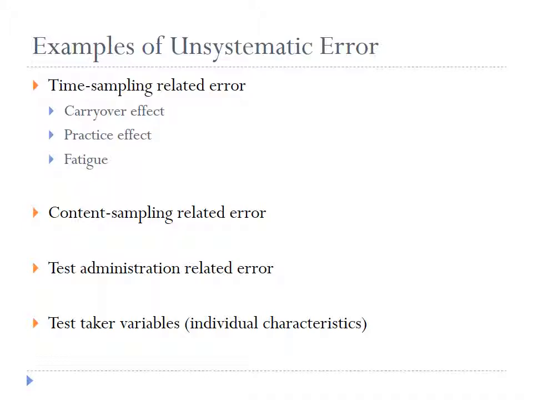And then finally, we could look at test taker variables, characteristics about the individual that may have altered or changed scores. And we talked about motivation, whether you got a good night's sleep before, concentration, things such as that. So several different sources of error that we need to account for.